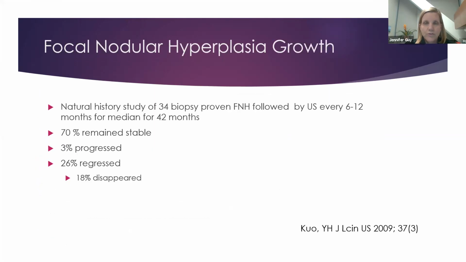So also focal nodular hyperplasia can grow, and this is a flawed study, but a study nonetheless, looking at ultrasound every 6 to 12 months in 34 patients with biopsy-proven FNHs. 70% of them remained stable, 3% progressed, and 26% regressed. Though it's possible that some of these, though they were biopsy-proven FNHs, were indeed possibly inflammatory adenomas, which used to be called hepatic adenomas. So I think here again, I'm not quoting these numbers, but I recognize that indeed the focal nodular hyperplasias can grow, and I've seen some regress as well.